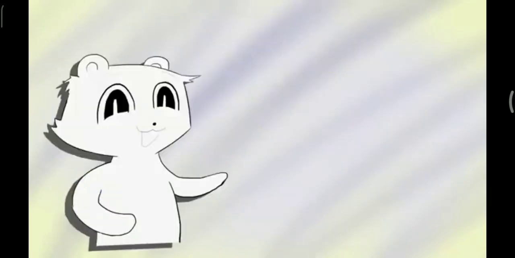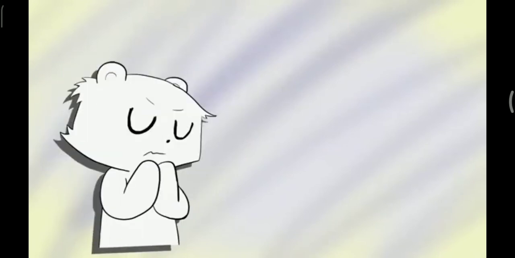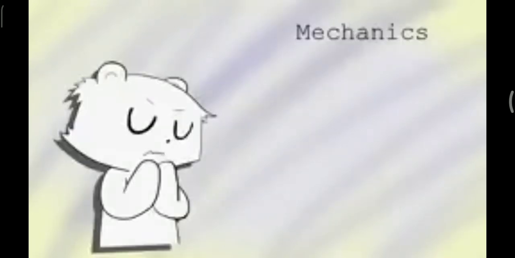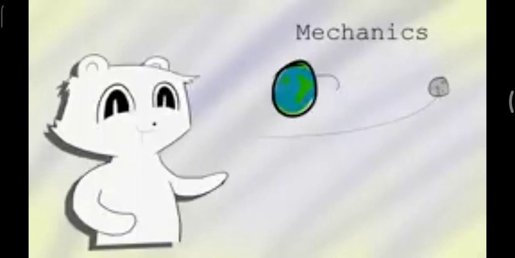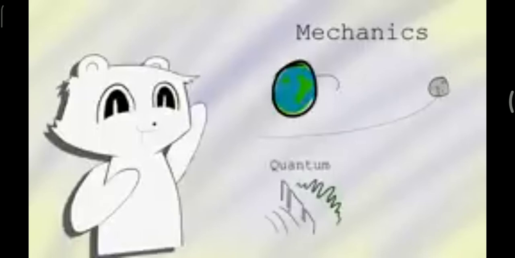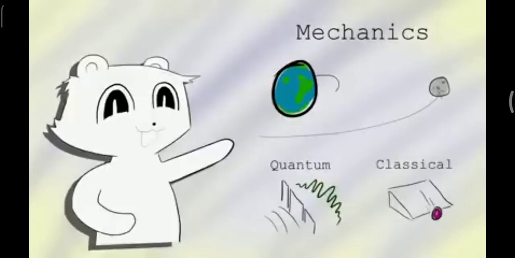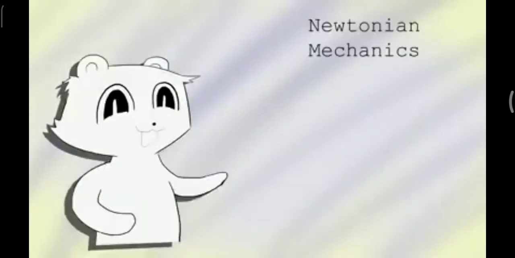But first, we need to talk about Newtonian dynamics, and before we talk about that, we need to talk about what mechanics is. Mechanics is the study of motion. Anything that moves or does anything will be described through mechanics. Quantum mechanics describes quantum things, classical dynamics describes classical things. Newtonian mechanics is arguably the first mechanics that has ever been widely used.